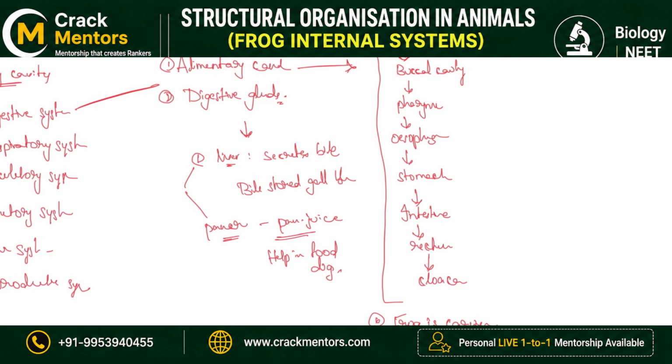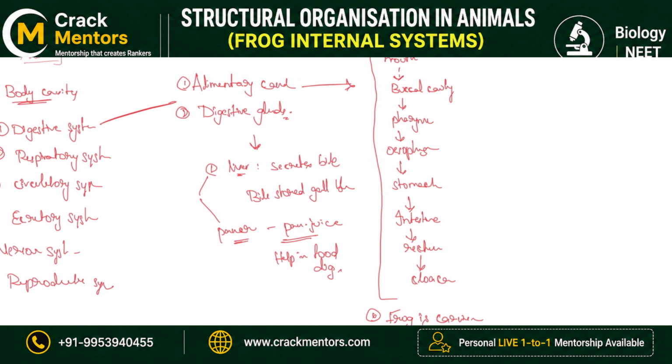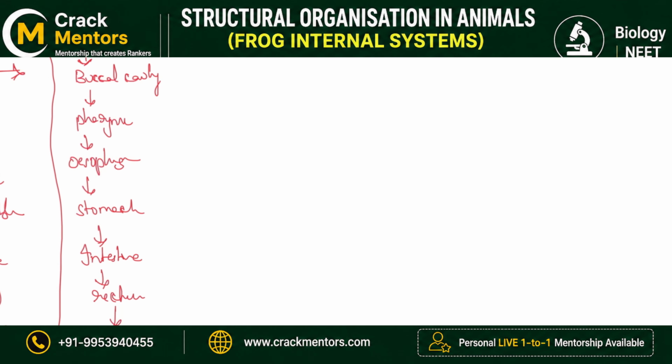Coming to the digestion process, we will now see the digestion process stepwise. How does digestion occur? So first, starting from the capture of food, the food is captured by the bilobed tongue of the frog. Frog has a bilobed tongue. So the first process that happens is the food is captured by the bilobed tongue of the frog.